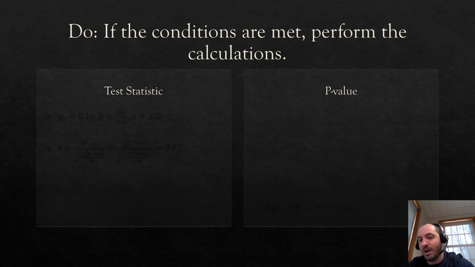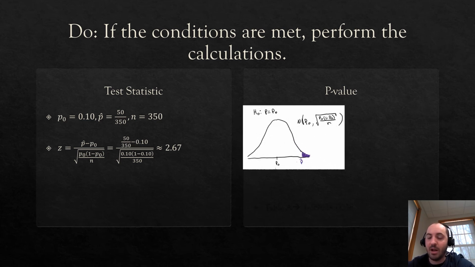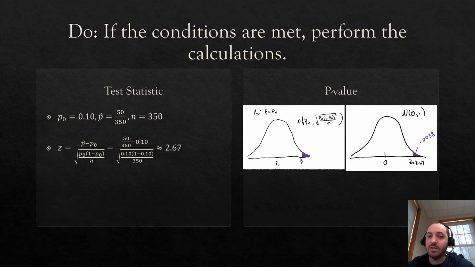So we can now go and actually do this. The first thing we do is we are going to take our information and compute that z statistic. So we get a z score here of 2.67. So now, based on this normal distribution for our sampling distribution, we're going to standardize it, and we can go to our table and we find that the area under the curve to the right of that z-score of 2.67 is about 0.0038. So this is all you need to do in the do phase.